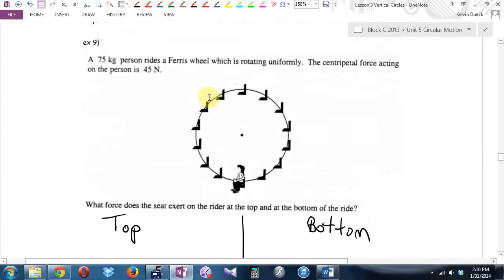Okay, at the top, what are the forces acting on this person at the top? Get the obvious one. Gravity down. What else? Should I draw normal force bigger, smaller, or the same size as gravity at the top? Smaller?